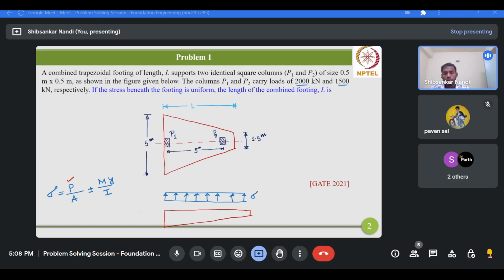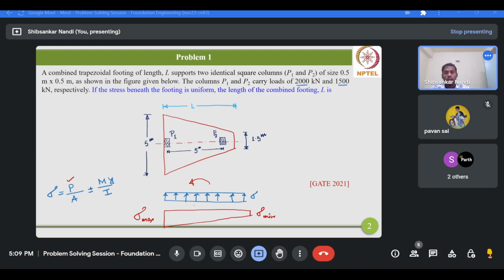Okay, so sigma max on one end and sigma min on the other end. Now sigma max will be due to the positive sign, so P by A plus My by I, and sigma min will be due to the minus, so P by A minus My by I. Here M is the moment, y is the distance from the center, and I is the moment of inertia of the section. So when the moment is applied in this direction.